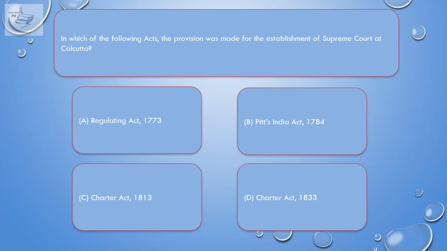Question: in which of the following acts the provision was made for the establishment of Supreme Court at Calcutta? A. Regulating Act, 1773. B. Pitt's India Act, 1784. C. Charter Act, 1813. D. Charter Act, 1833. Correct answer is A. Regulating Act, 1773.